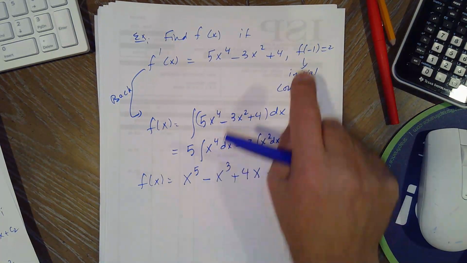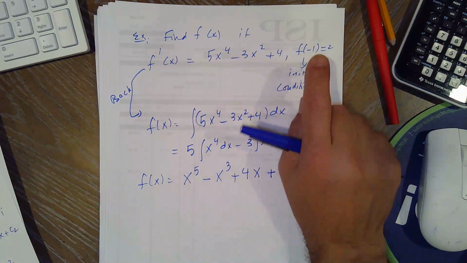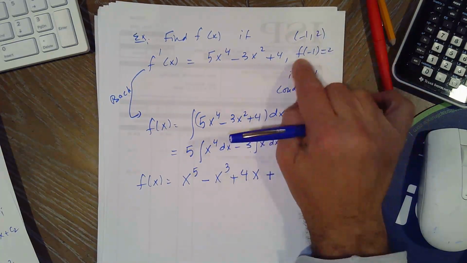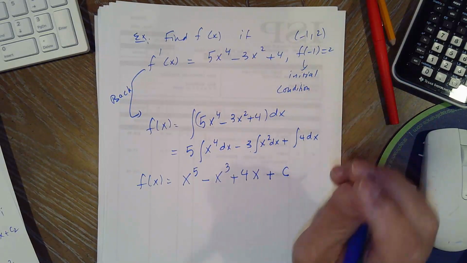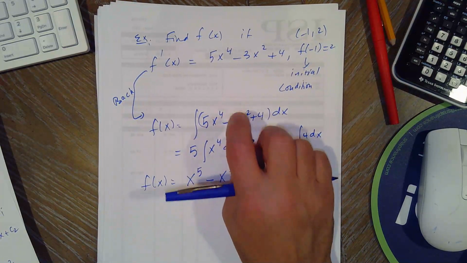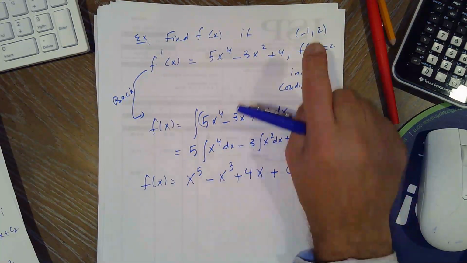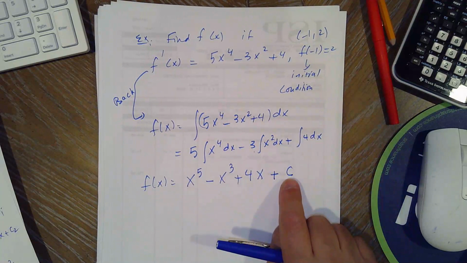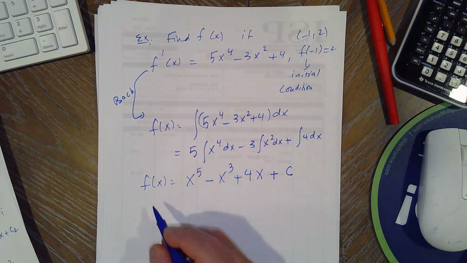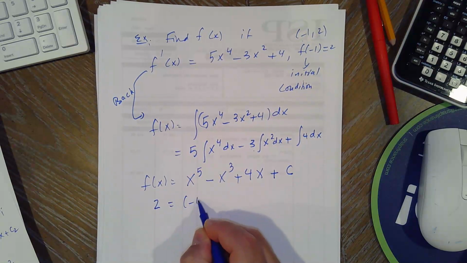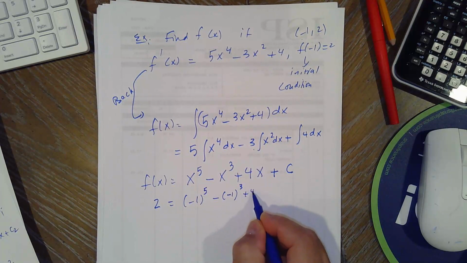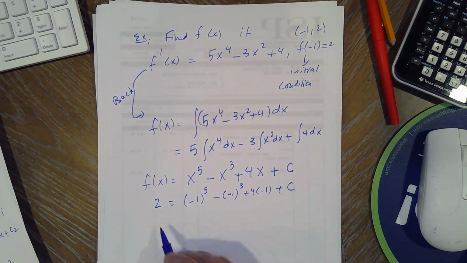If I want a specific one, I don't want all of them. I want the one that passes through the point -1, 2. That's what f of -1 equals 2 means. So of all these functions whose derivatives are this, I want one that passes through -1, 2, so I'll have to find the constant. When x is -1, y is 2. So y is 2 when x is -1. We plug that in to get c.